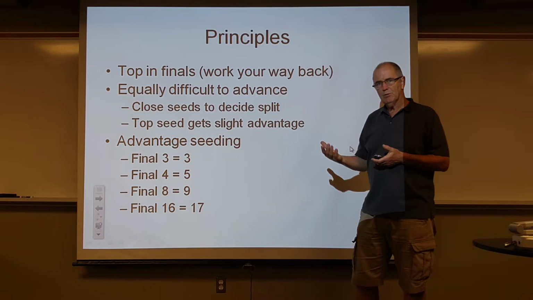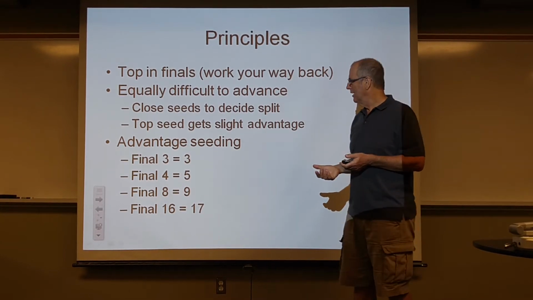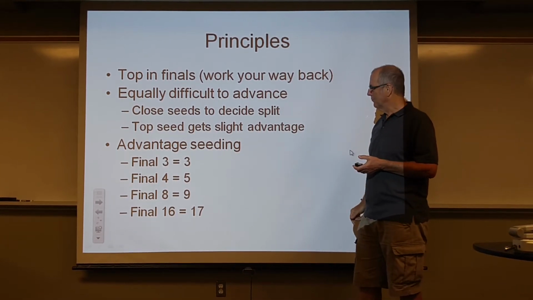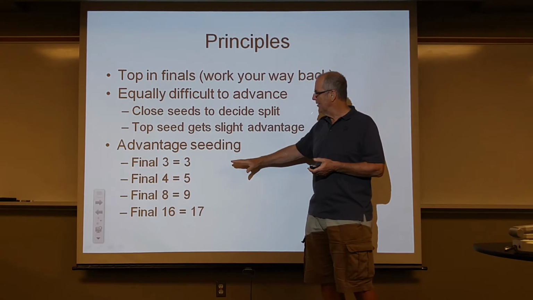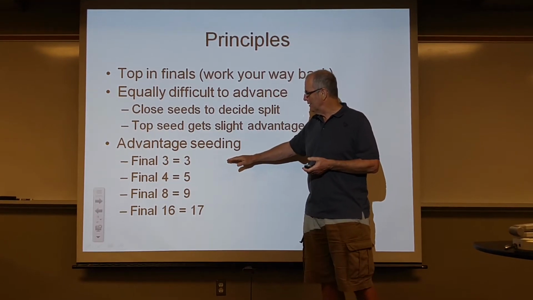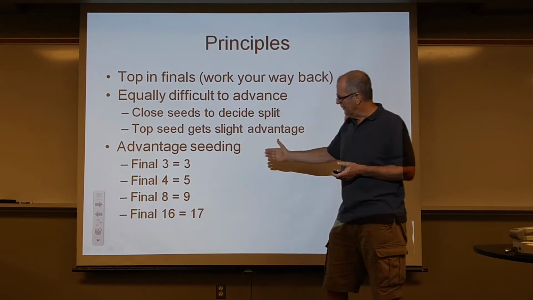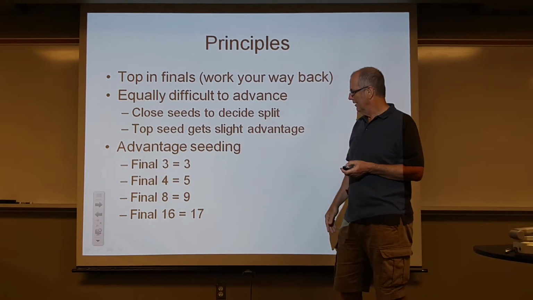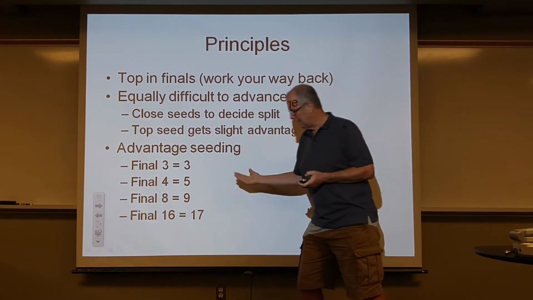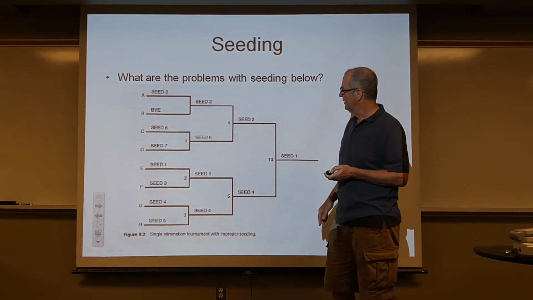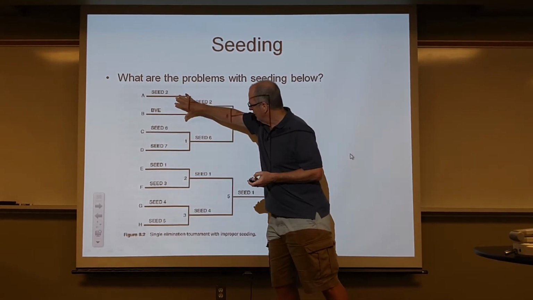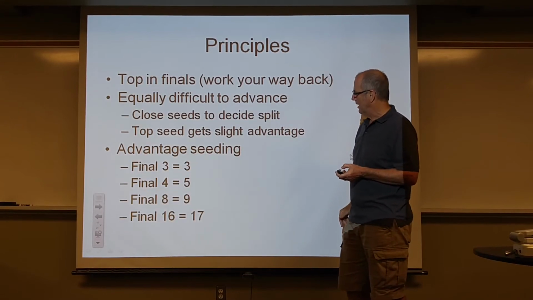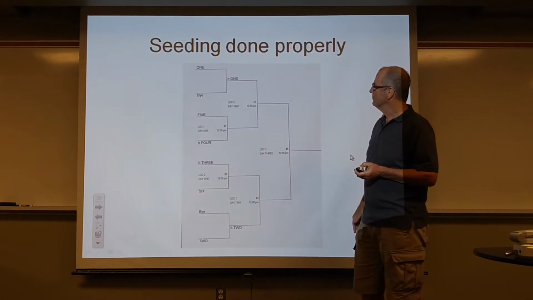There's equitable seeding and advantage seeding. In equitable seeding, we push this through all the way so that it's equal all the way through. In advantage seeding, the final 3 is going to add up to 3, the final 4 is going to add up to 5, the final 8 is going to add up to 9, as we indicated earlier. And then the 16 should add up to 17. So again, just to go back here, this is 8 plus 1, so that should be 9. At this level, it should be 4 plus 1 equals 5. So that's what these numbers are referring to.